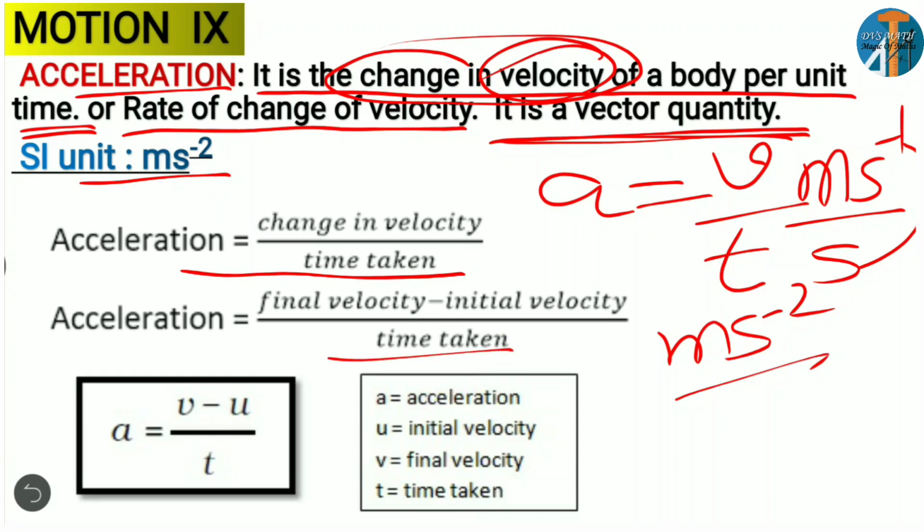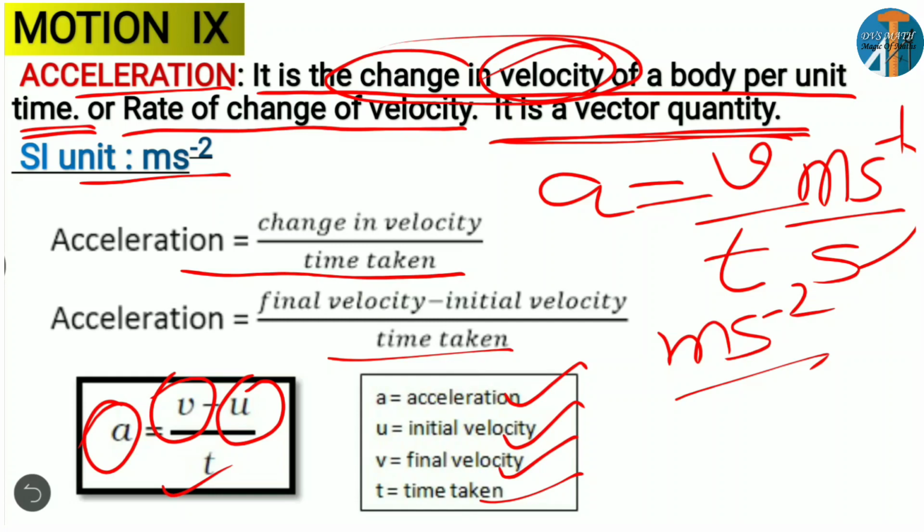Acceleration is always represented by small a. Final velocity is represented by v, initial velocity by u, and time by t. So a means acceleration, u is initial velocity, v is final velocity, and t is time taken. This is the formula for acceleration: a is equal to v minus u by t.